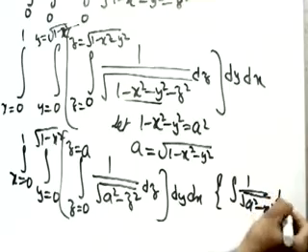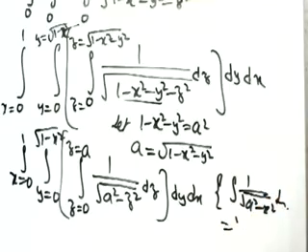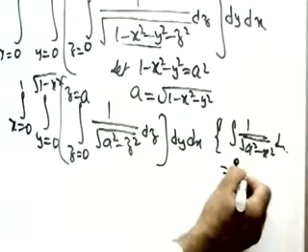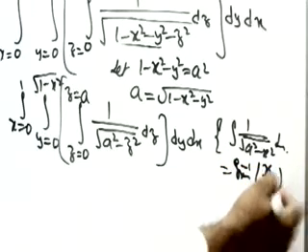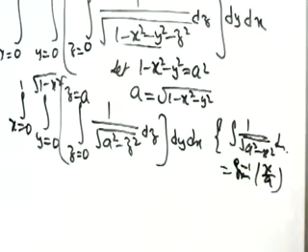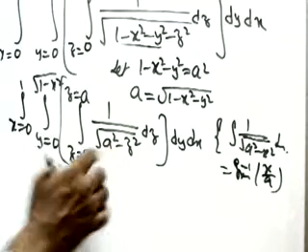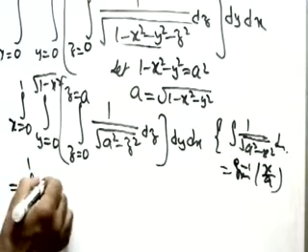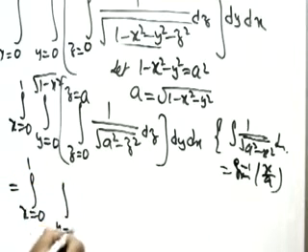Integration of 1 divided by under root of a square minus x square is sine inverse x by a. So this will become sine inverse z by a. Write the others as it is, 0 to 1.